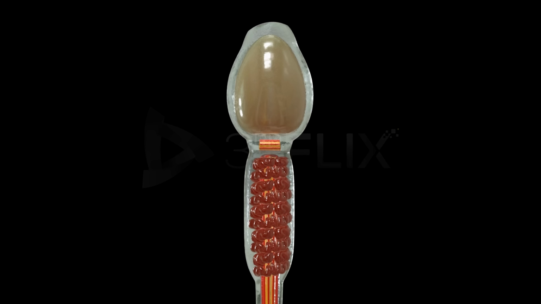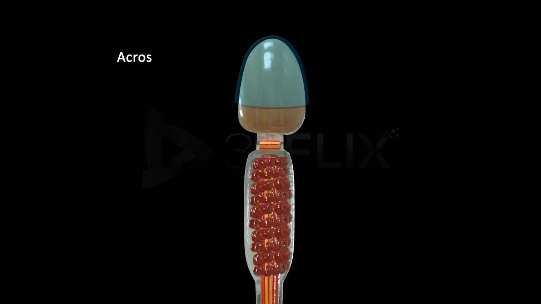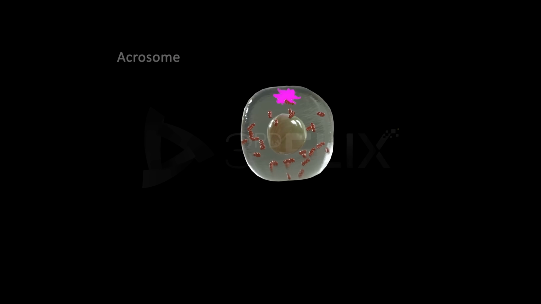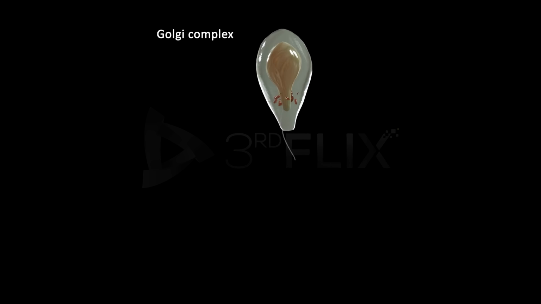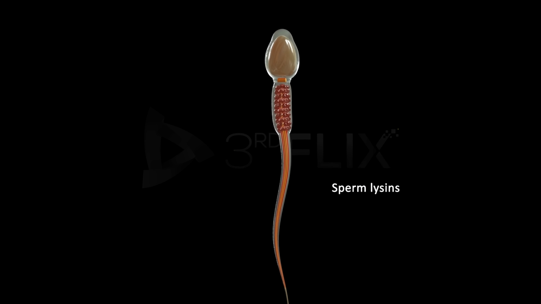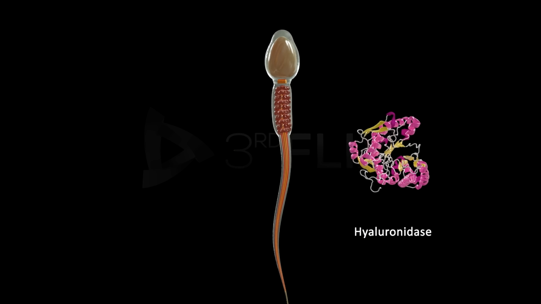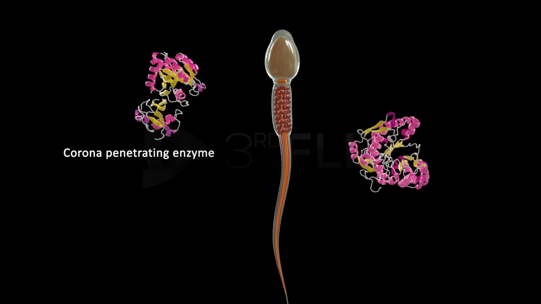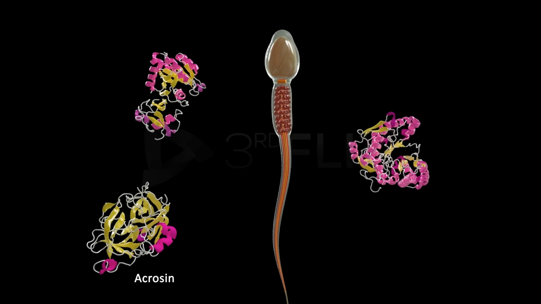Above the nucleus is a cap-like structure called the acrosome. The acrosome is formed by the modification of the Golgi complex. It contains a number of enzymes called sperm lysins. These include hyaluronidase, corona-penetrating enzyme, and acrosin.